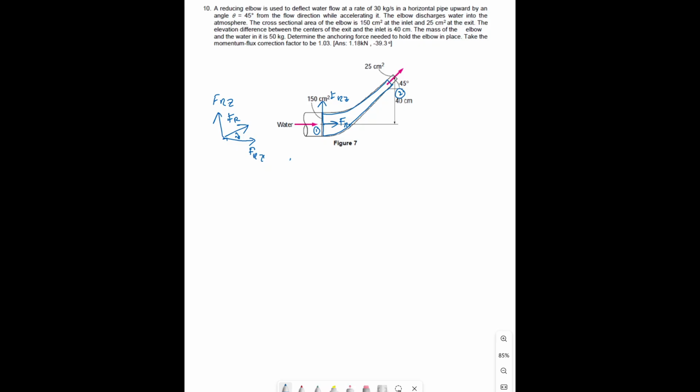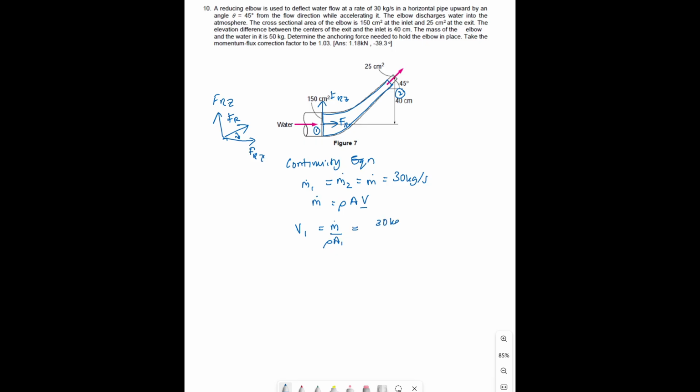Now we will apply the continuity equation, where the mass flow rate is constant. So the mass flow rate at the inlet is equal to the mass flow rate at the outlet, which is the mass flow rate given, 30 kg per second. Mass flow rate is equal to rho A V, where V is the velocity. We can find the velocity at 1 and velocity at 2 using this formula.